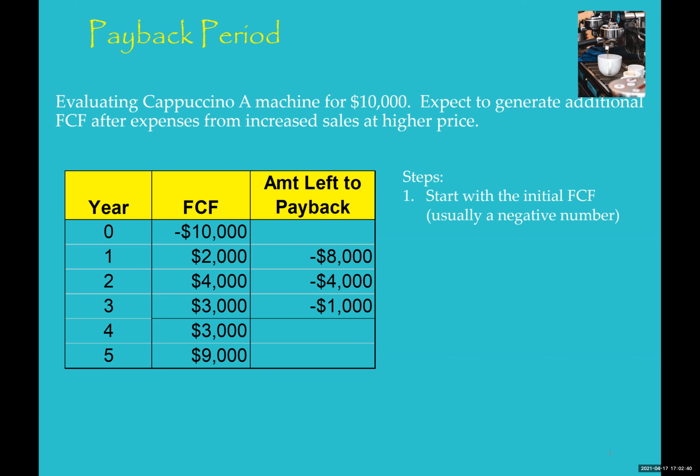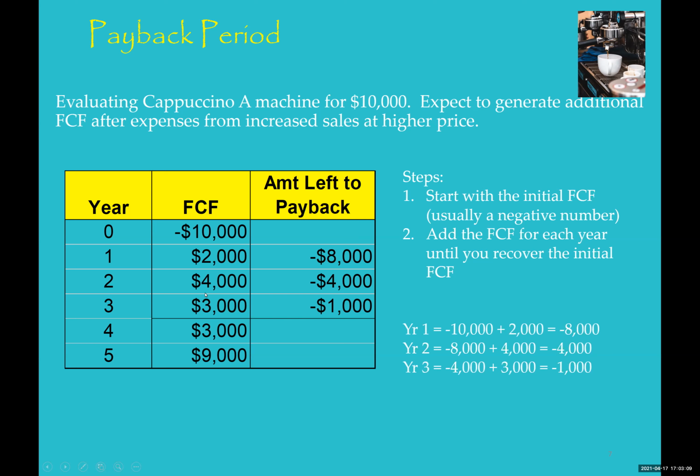Let's take a look at the steps. Step 1, start with your initial negative free cash flow. That's the negative 10,000 in time 0. Step 2, add the free cash flow for each year until you break even. So take the $2,000 you expect in free cash flow in year one, add that to the negative 10,000. Positive 2,000, negative 10,000 gives you negative 8,000. Do the same in year two. Add positive $4,000 to the negative 8,000 that you have left to break even. That gives you a negative 4,000. And then do the same in year three.